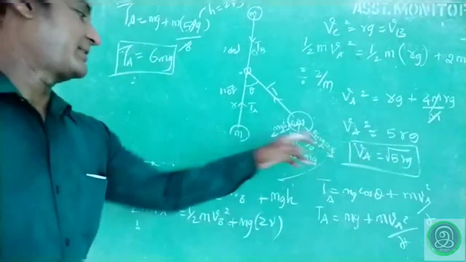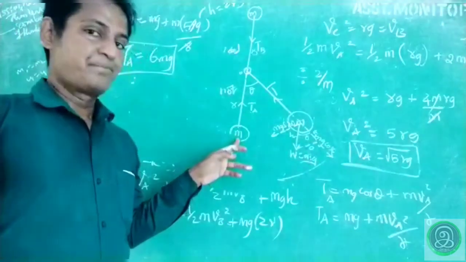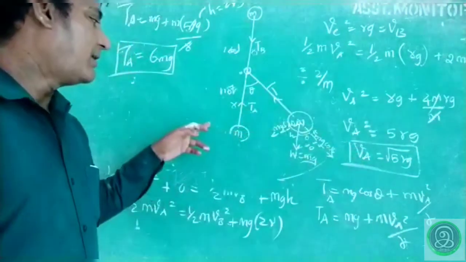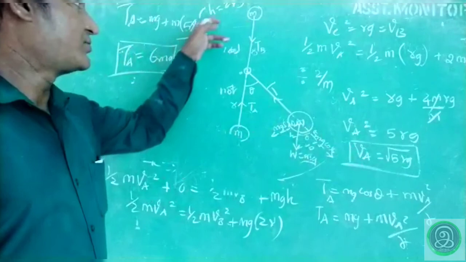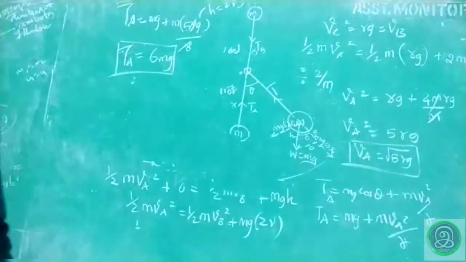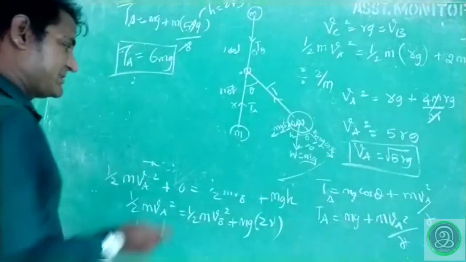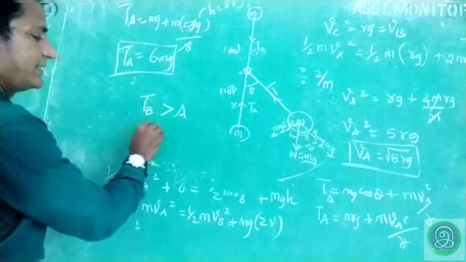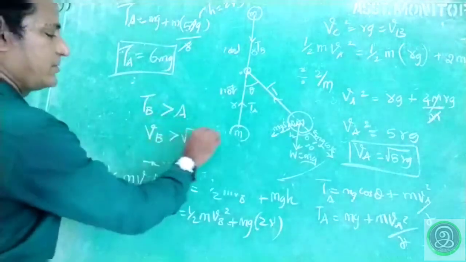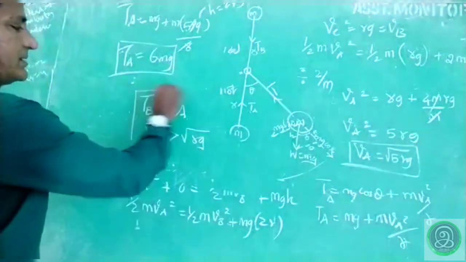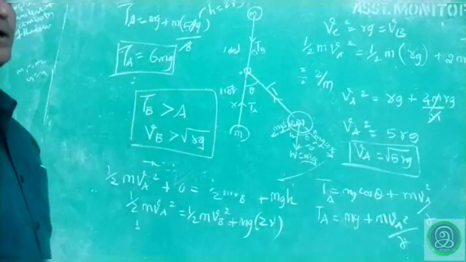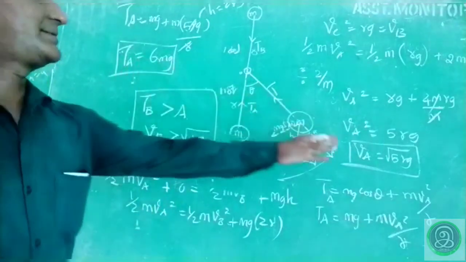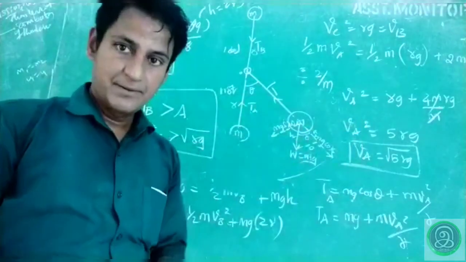So when VA is equal to root of 5Rg, or Ta is equal to 6mg at the lowest point, if these values are there at the lowest point, then this velocity is enough to take the stone to the top level, right? And also we have seen that Tb should be greater than 0 and Vb should be greater than square root of Rg. So for the motion in a vertical circle to be possible, these are the conditions, right? So I think you would have understood.